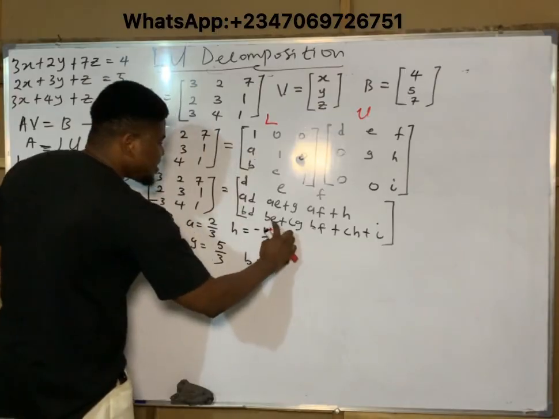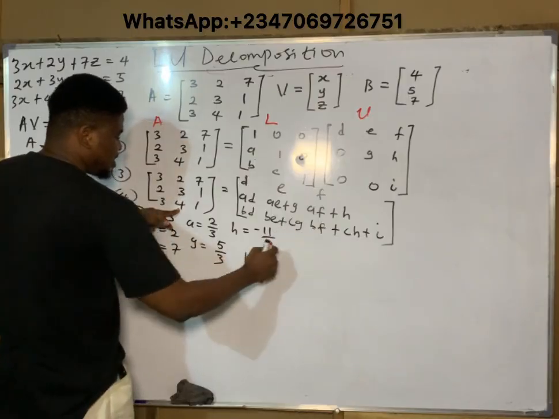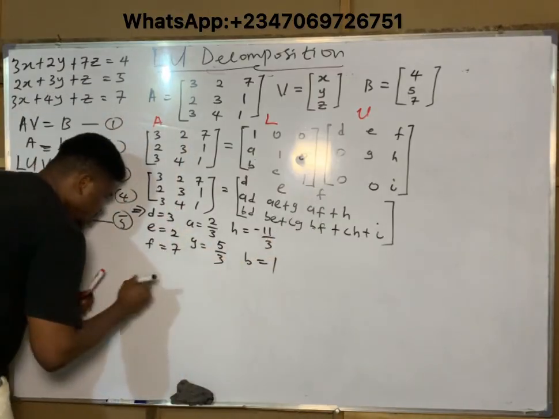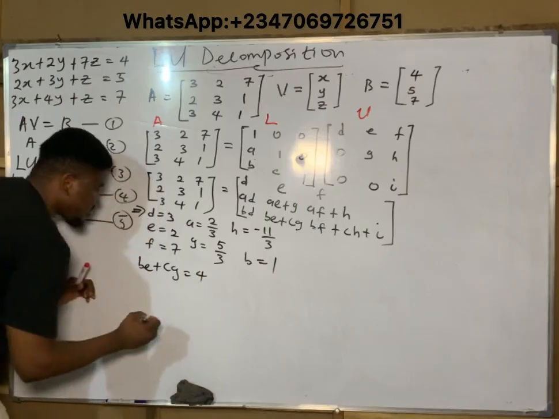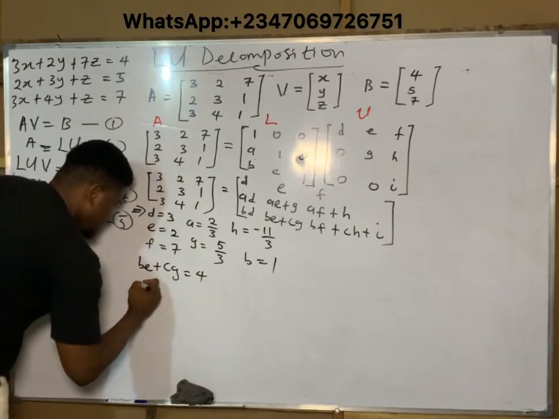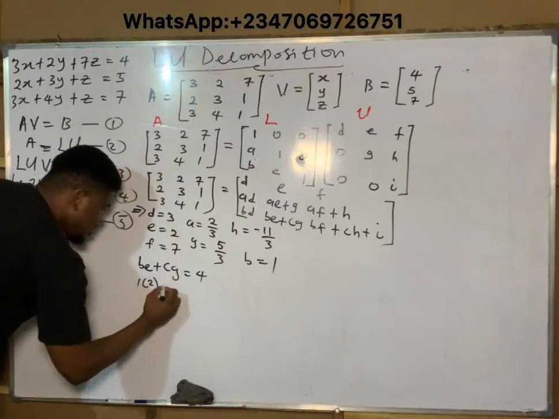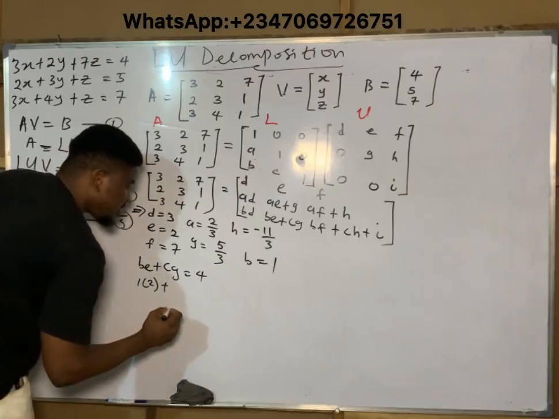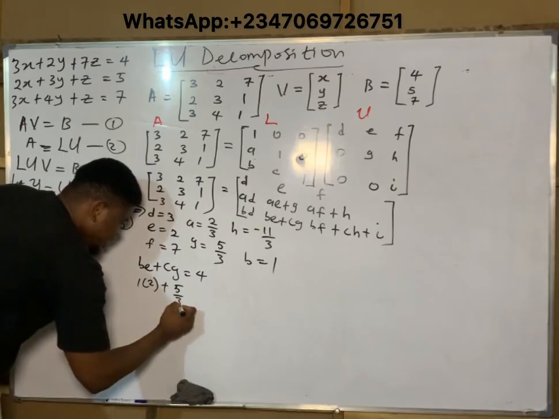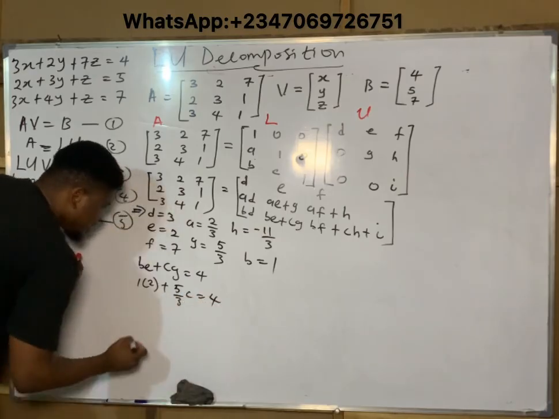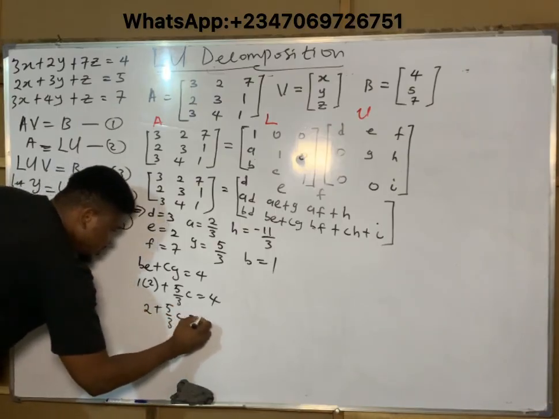Similarly, BE plus CG is going to be equal to 4. We know what B is. B is 1 times E, and E is 2 from here. Times 2 plus CG. We know what G is. G is 5 over 3. So this is 5 over 3 C equals 4. So 1 times 2 is 2 plus 5 over 3 C equals 4.